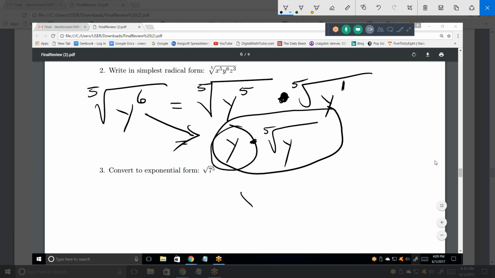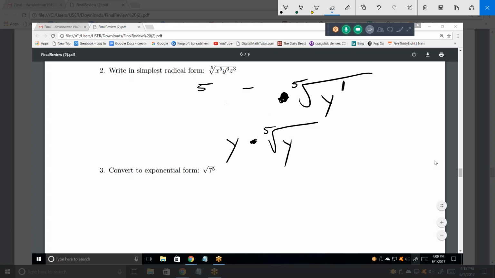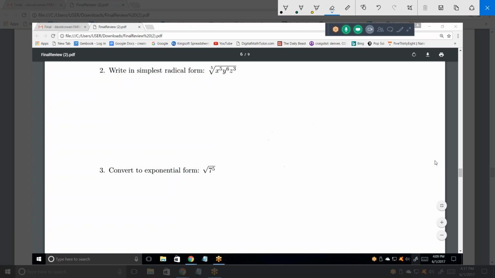And you could write that in a number of ways. You could write that like this. But usually if they give it to you in radical form, then they want some form of radical form back as an answer. So they probably prefer this answer here that I have at the bottom. Now, we're not done. All we've done is the x part and the y part. Let's look at the z part.